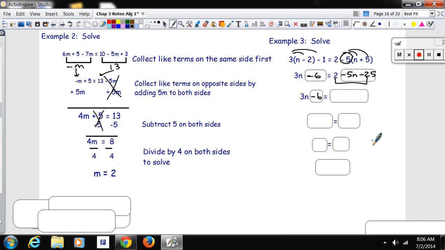What do I get when I put a 2 and a -25 together? 2 minus 25. 27 or 23 or -27 or -23? -23 is right, because you've got to subtract those and there's more negatives. So -23 and then bring down your -5n.